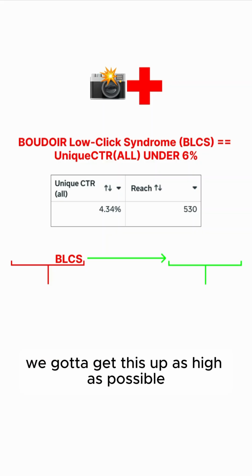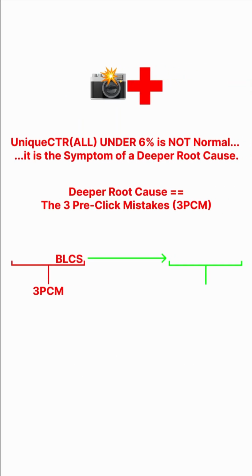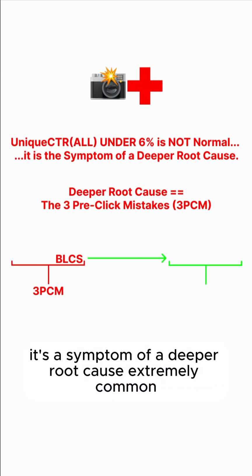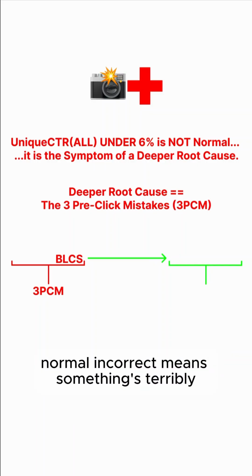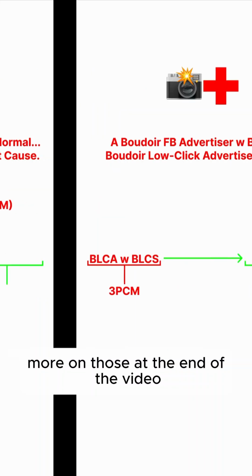We gotta get this up as high as possible. 6% is the floor, that's the minimum. And if we're under 6%, we got a massive problem. That's because unique CTR under 6% is not normal. It's a symptom of a deeper root cause. It's extremely common, and everyone says, oh, it's normal. Incorrect. It means something's terribly, terribly broken. And that deeper root cause is the 3 pre-click mistakes. More on those at the end of the video.